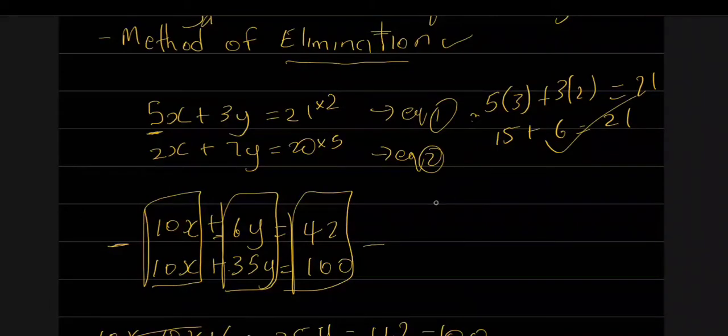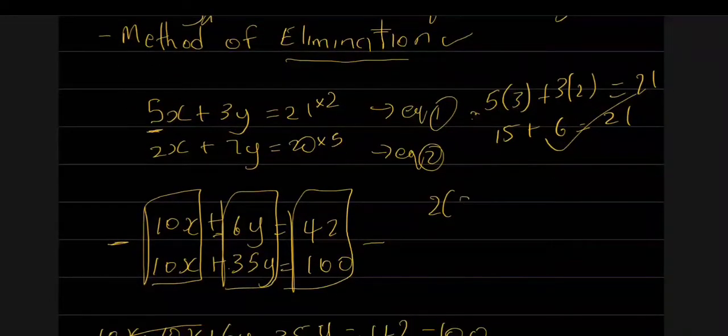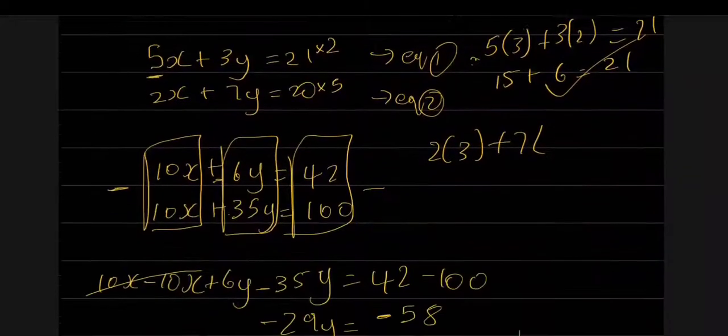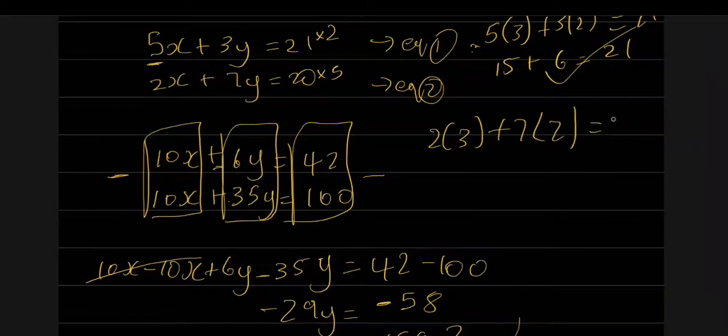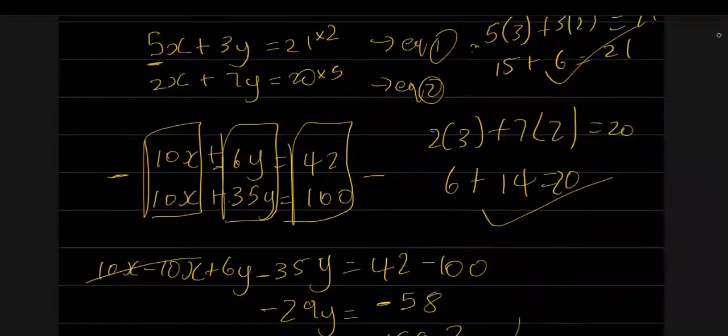Let's try equation 2. We have 2 times 3, plus 7 times 2, and that should give a value of 20. So 2 threes is 6, plus 7 twos is 14, and that indeed is equal to 20. So that is how you know your answer is correct. And that is the method of elimination, solving simultaneous equations by the method of elimination.